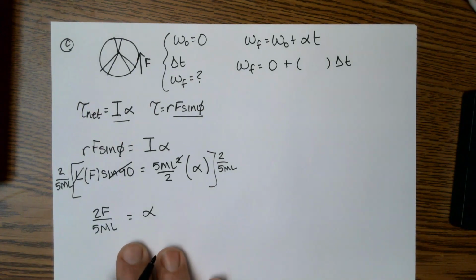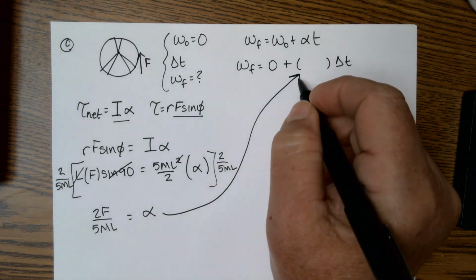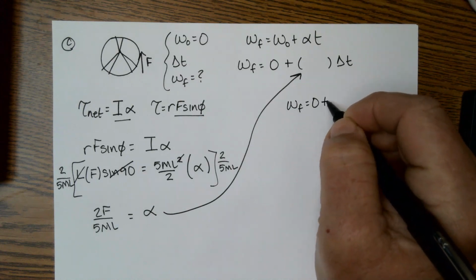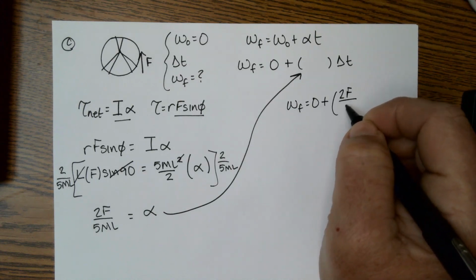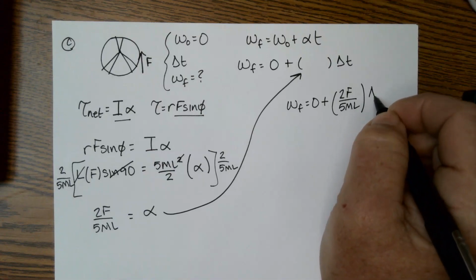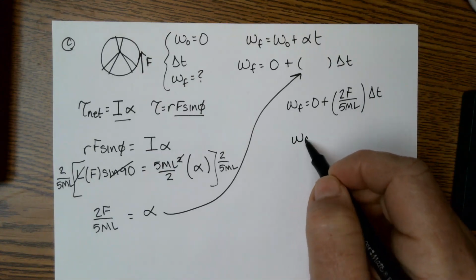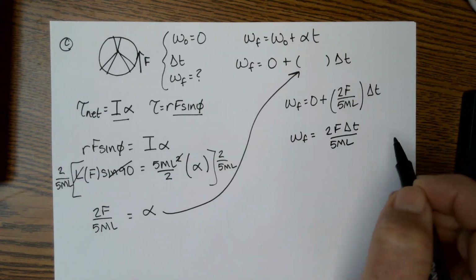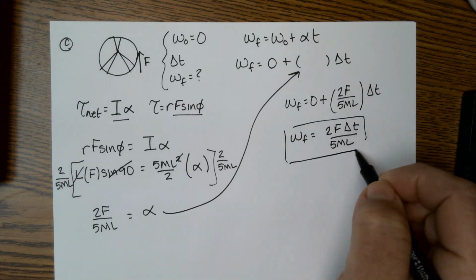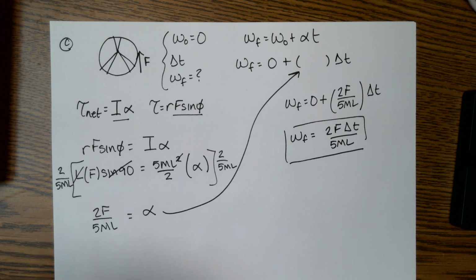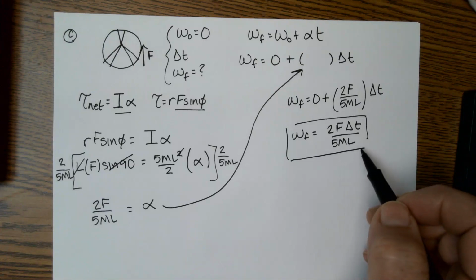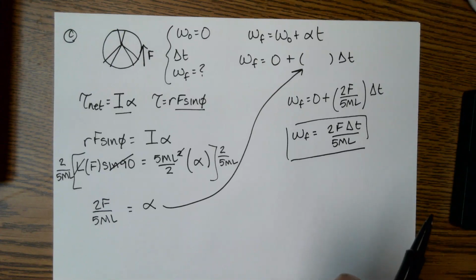Now that's the alpha that I'm going to take up here into this equation. So my final velocity is my initial velocity plus my acceleration times my time. And really, there's not much else I can do with that. 2F delta t over 5 ml. I didn't really have to even do this step, but that is as good as I can get that to be. All my letters check out. I'm allowed to use F, yes, delta t, yes, m, yes, and l, yes. All are on my list of acceptable variables, so we're going to leave it in that terminology.